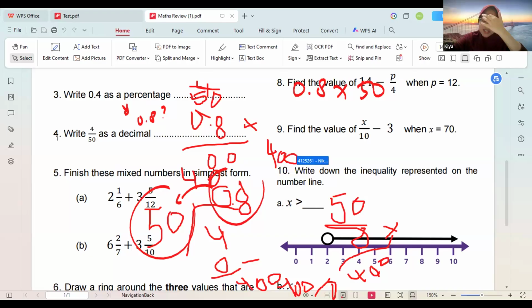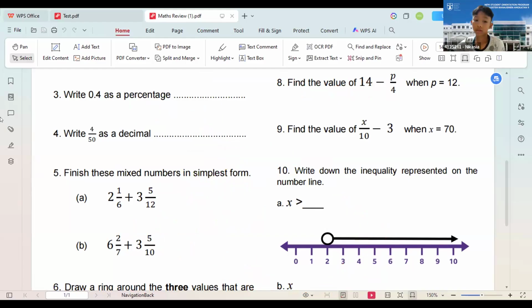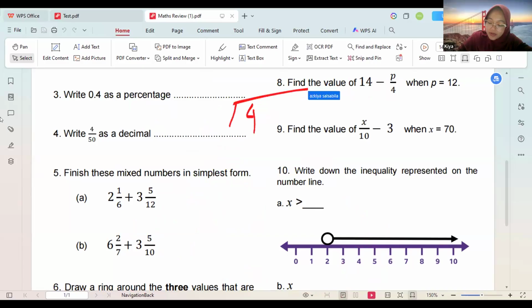400, miss. Correct. Okay, let me explain about this. Okay, 4 divided by 50. What is the number that you have to place here?